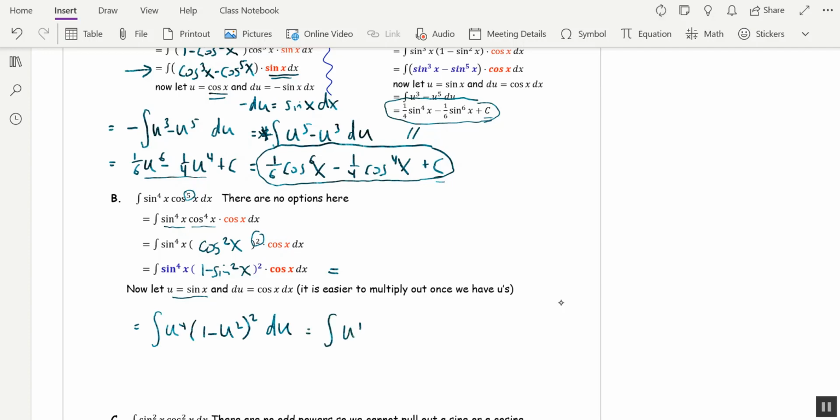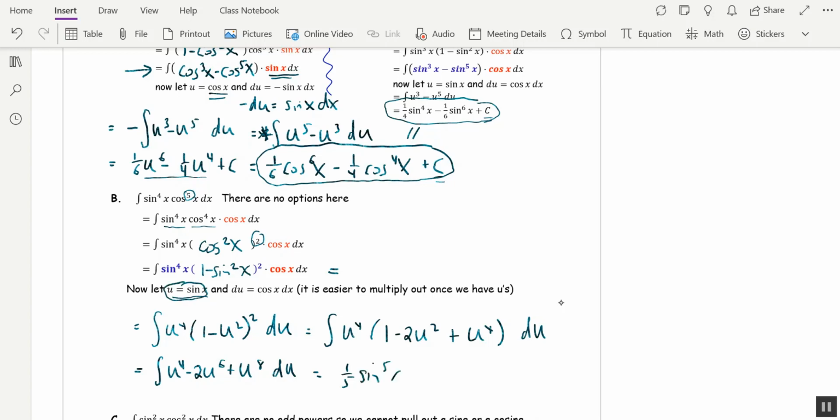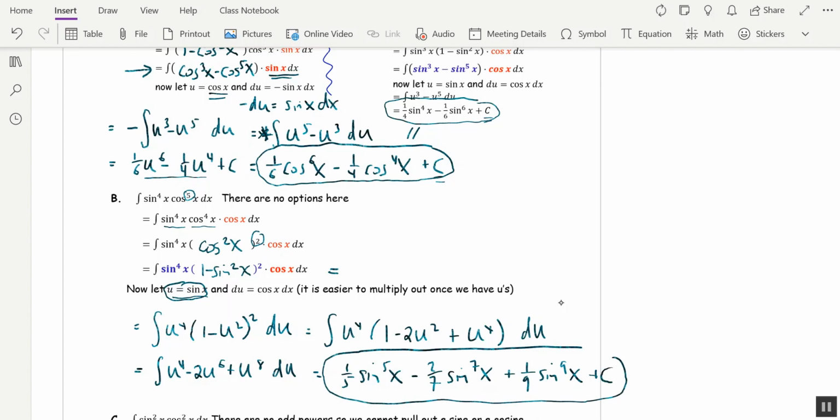That's the integral of u to the fourth, and then 1 minus u squared, squared is 1 minus 2u squared plus u to the fourth, du. Let's distribute: u to the fourth minus 2u to the sixth plus u to the eighth du, and then as I integrate, I'm going to back substitute. So 1/5 u to the fifth, but u is sine x. So sine to the fifth x minus 2 over 7 sine to the 7th x plus 1 over 9 sine to the 9th x plus c. You can see the answer is a little long.